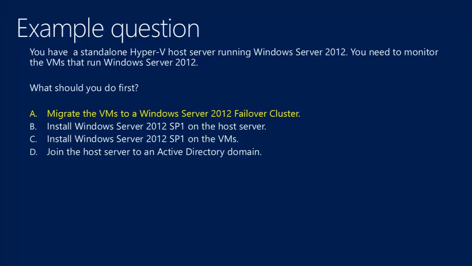All right, so that brings us up to our example question. So you have a standalone Hyper-V host running 2012. You need to monitor the VMs. What should you do first? Again, that same first question. Always be looking for that. And in this case, we've got a standalone server. We talked earlier, the prereq is the failover cluster. So the first thing we do is go with the failover cluster.